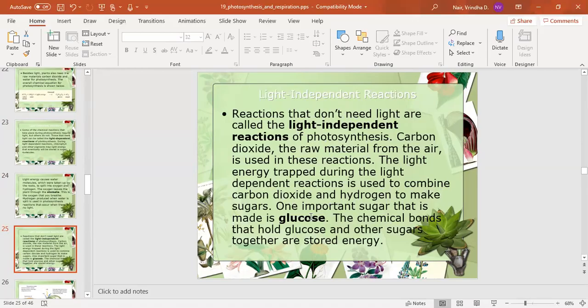Again, when the reactions do not need light, they are light-independent reactions. Carbon dioxide, the raw material from the air, is used for these reactions. Light energy trapped during the light-dependent reactions is used to combine carbon dioxide and hydrogen to make sugar, which I have already repeated. They're just saying that these reactions release energy, and it can also be stored within the plants.